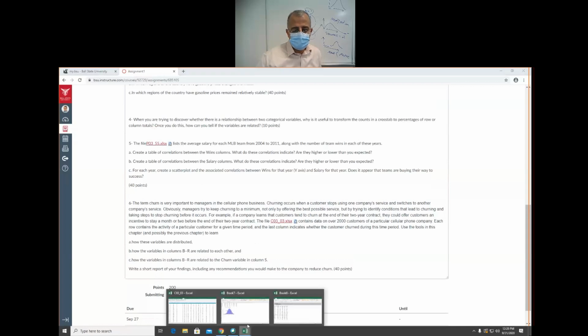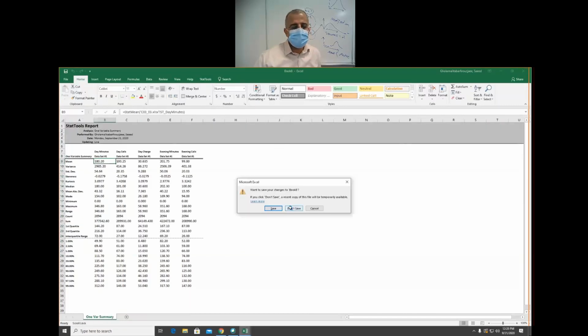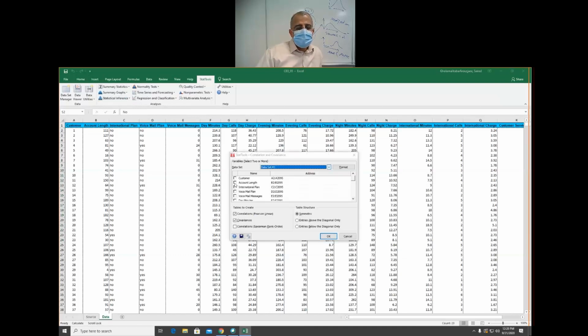Between B and R. Let me close these files. You don't need them. So the relationship between these variables. Correlation is only used for numerical variables. So we can go to the correlation and covariance and check all the numerical variables. Account length is numerical. International plan is a categorical.